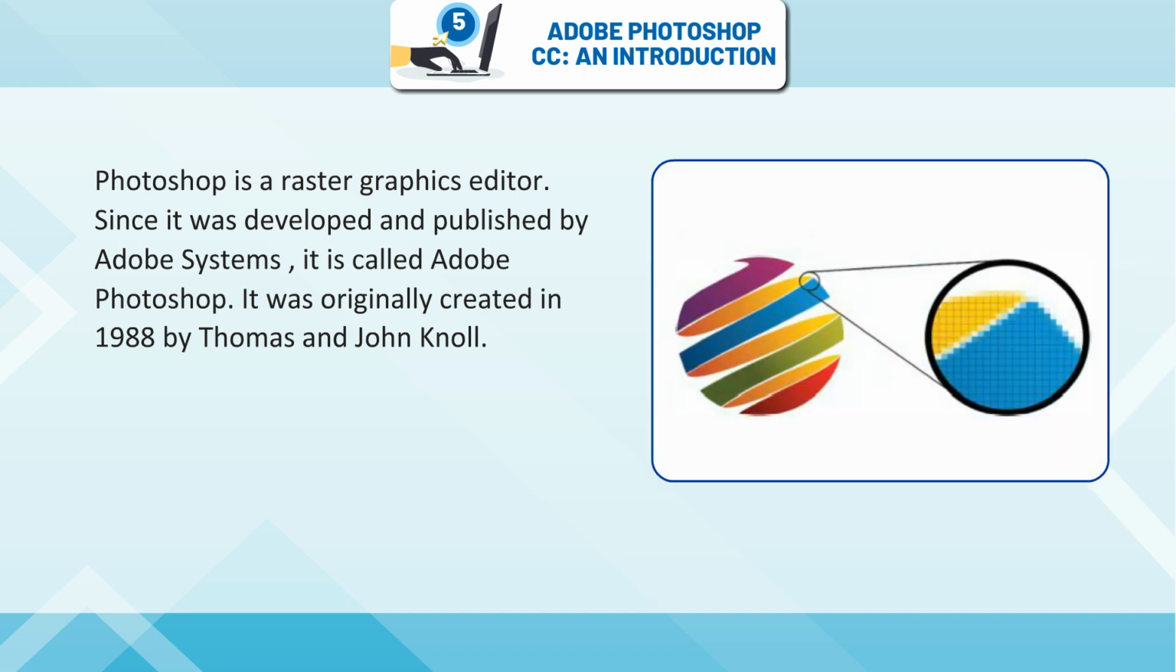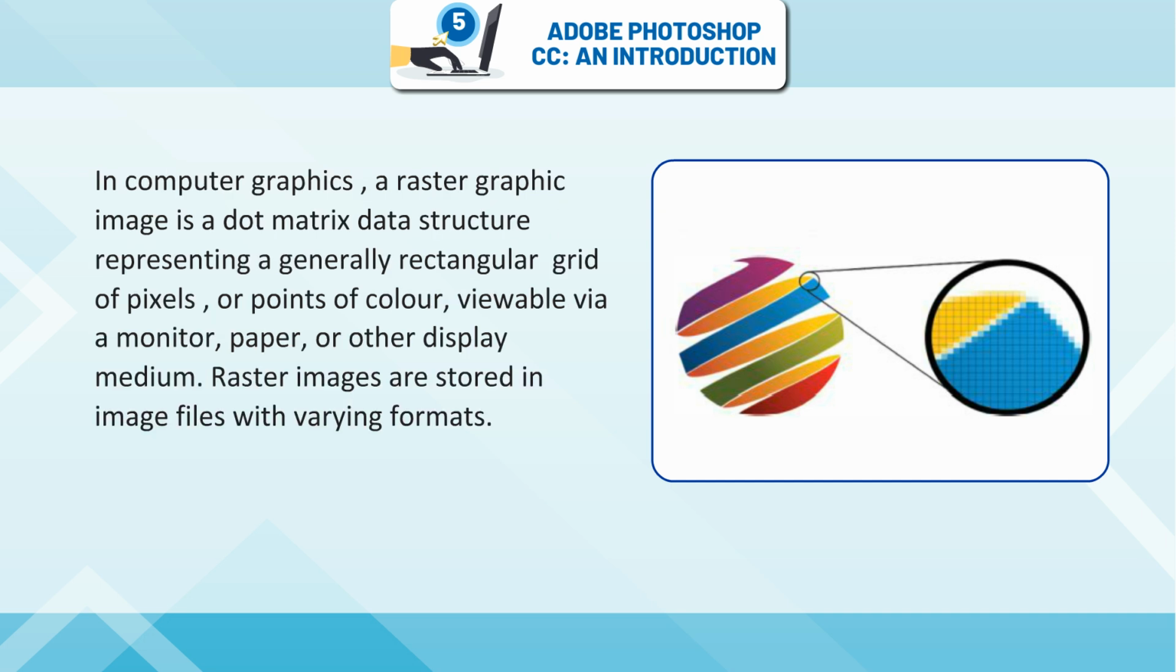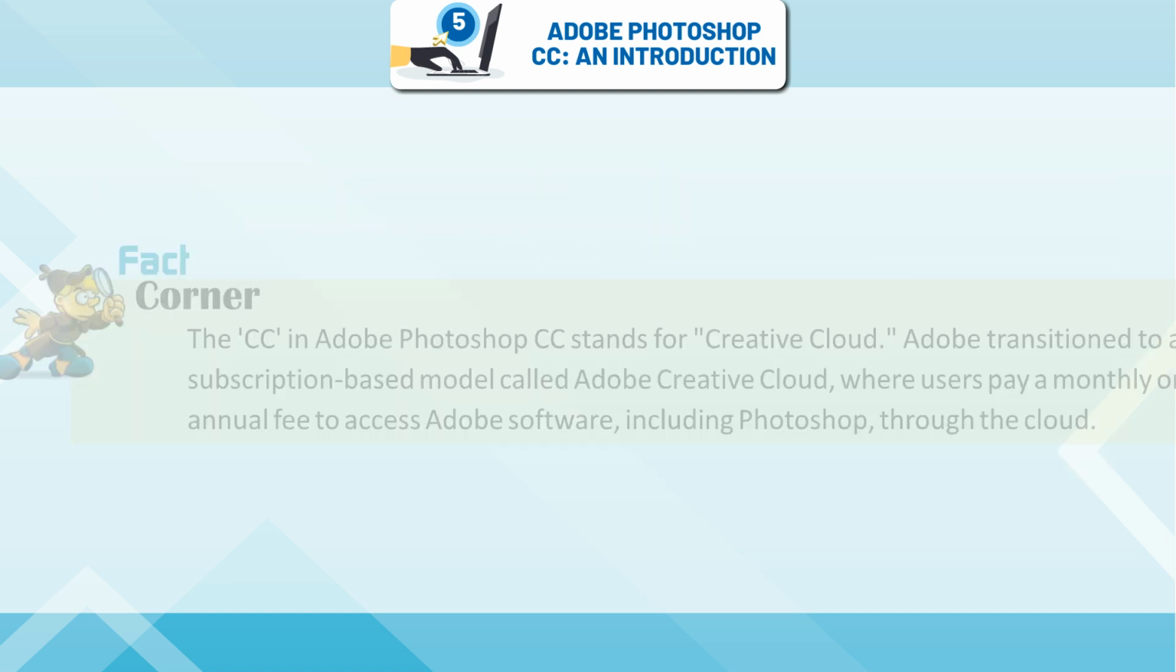Photoshop is a raster graphics editor. Since it was developed and published by Adobe Systems, it is called Adobe Photoshop. It was originally created in 1988 by Thomas and John Knoll. In computer graphics, a raster graphic image is a dot matrix data structure representing a generally rectangular grid of pixels or points of color, viewable via a monitor, paper, or other display medium. Raster images are stored in image files with varying formats.